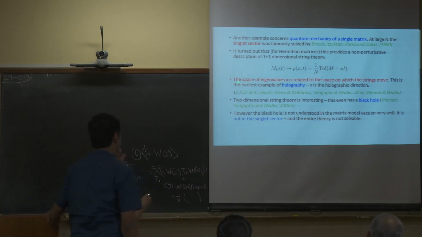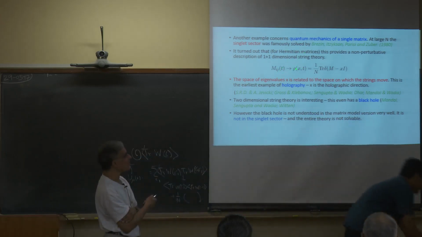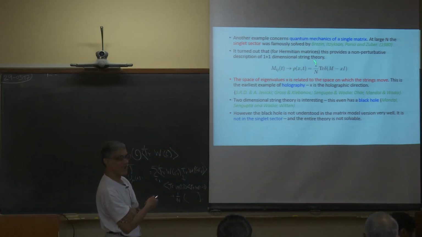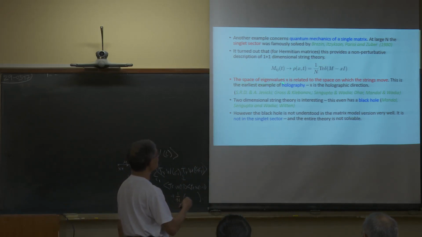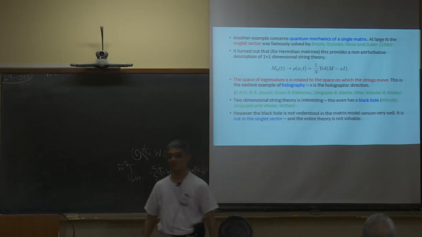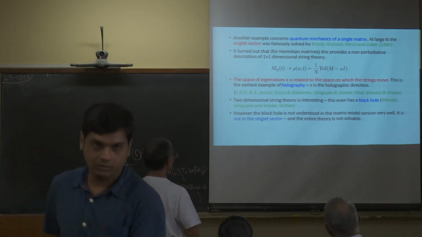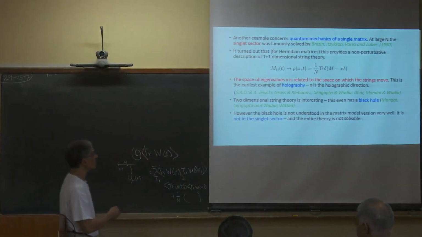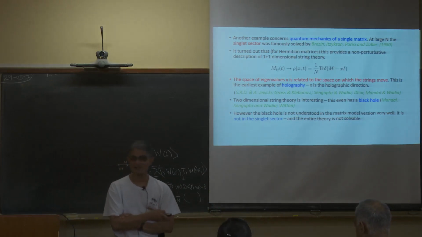By doing this, you go from n squared variables, which are functions of time, to a single variable which is a function of this fiducial x and time. The n squared is all gone, and it turns out that the space of eigenvalues x is related to the space on which a 1 plus 1 dimensional string moves. This again was pursued very vigorously by many people in the 90s. It was a popular thing. Now, 2-dimensional string theory is interesting, but not that interesting.